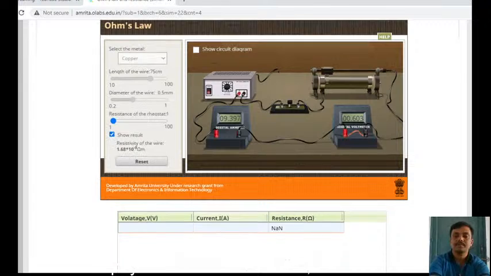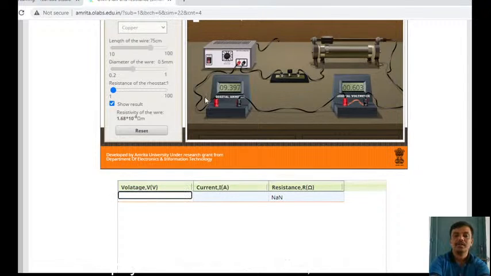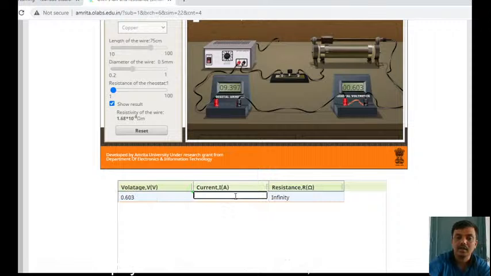Okay, you note it here. Voltmeter reading, you note it here, 9.397. And the ammeter reading you note here. Ammeter reading, how much is it showing? 0.603, and the voltmeter reading is 9.397. Okay, and the resistance value is 0.06. We got the resistance value.